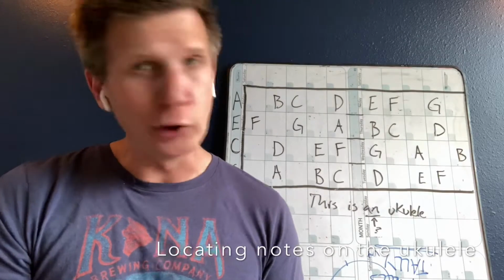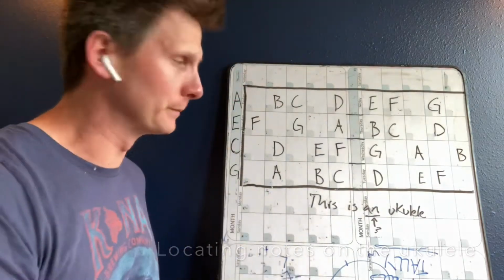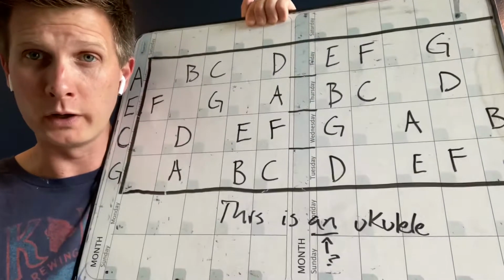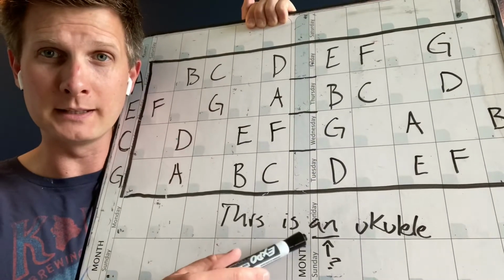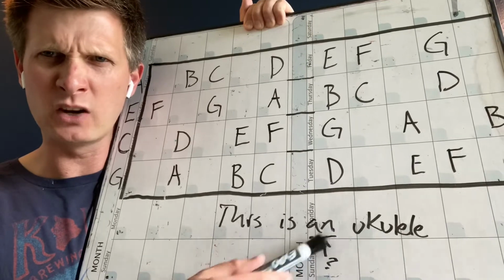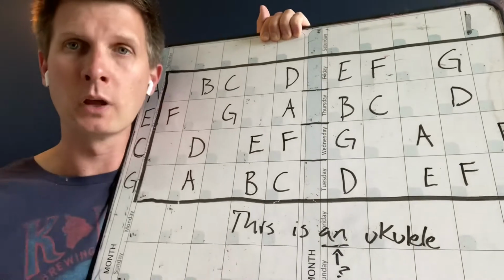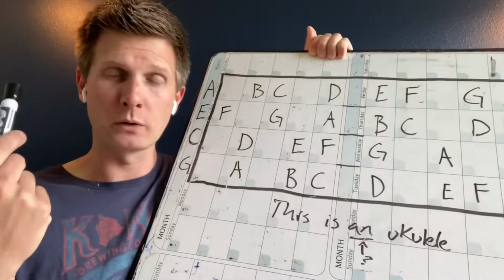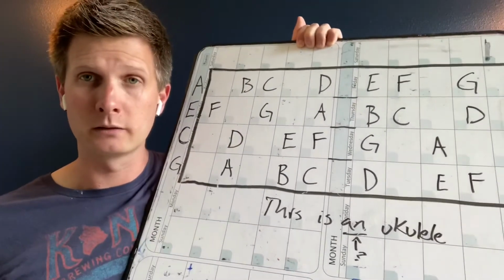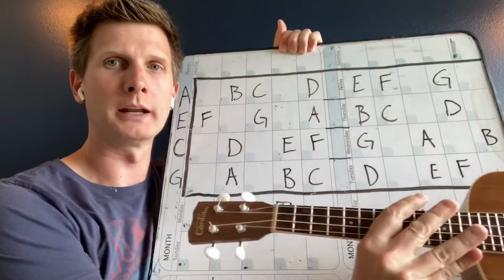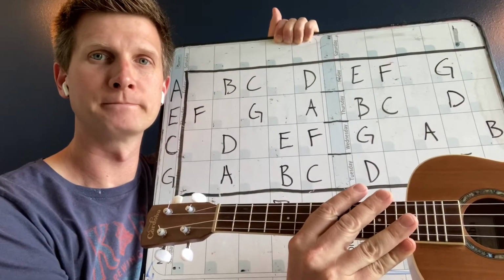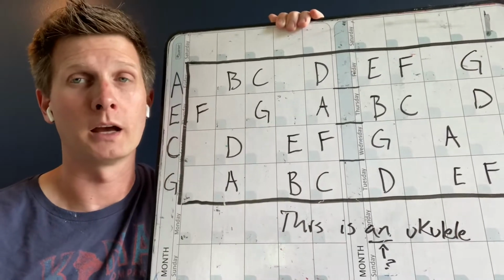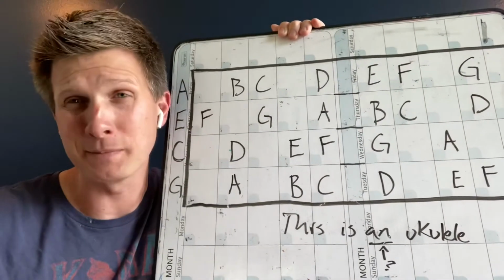We have some learning to do today. Let's do it. So this is a quick roadmap of what a ukulele is. This is a ukulele. If you were to flip this over, it would look exactly like what your ukulele looks like, right? This is where your notes are on your ukulele, and it's going to follow the same set of rules.